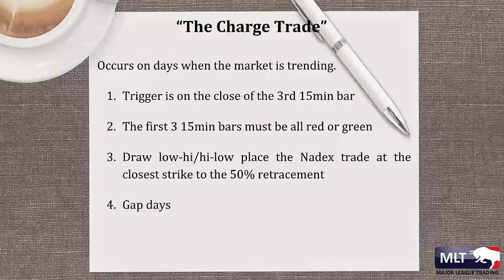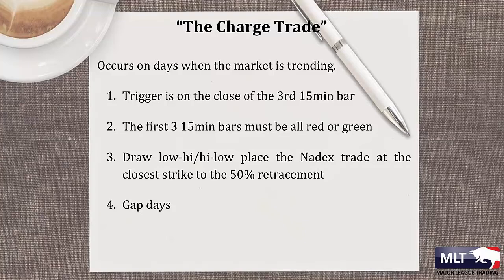So this is going to occur on days where the market is going to trend and you're going to see a gap off the open. So the first set of criteria you want to see to get this trade to set up is a gap up or a gap down. Once you have a gap up or a gap down in the indexes, you're looking for 3 15-minute bars to trade all in the same direction. So that means they're all going to be red, or they're all going to be green. 3 bars up, 45 minutes into the day.